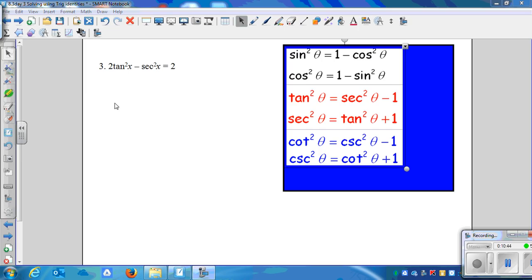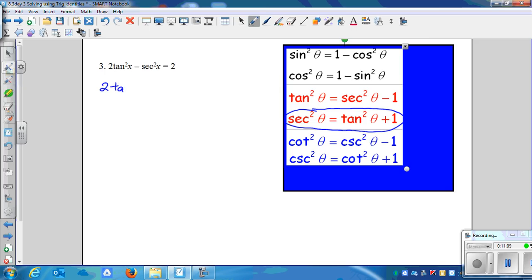Number 3, so I have 2 tangent squared x minus secant squared x equals 2. In this one I could replace tangent squared x, or I could replace secant squared x. I'm going to go ahead and replace secant squared x because I like to work in tangent squared x. There is no right or wrong answer here, but this is pretty straightforward. So I'm going to replace secant squared x with tangent squared x plus 1.